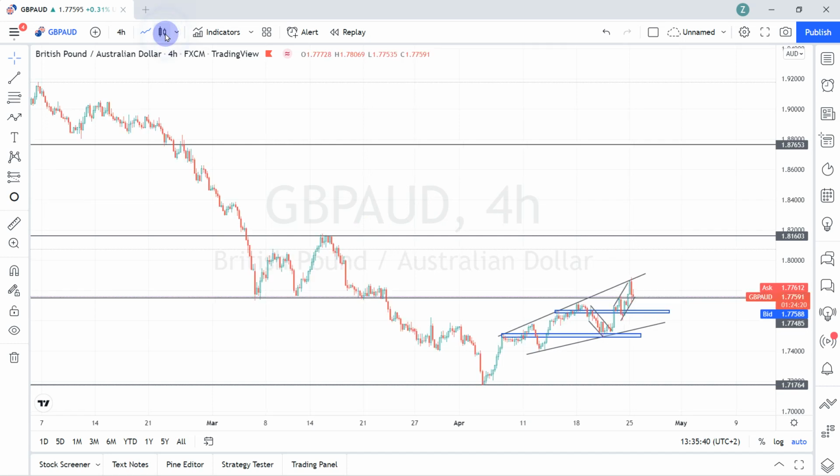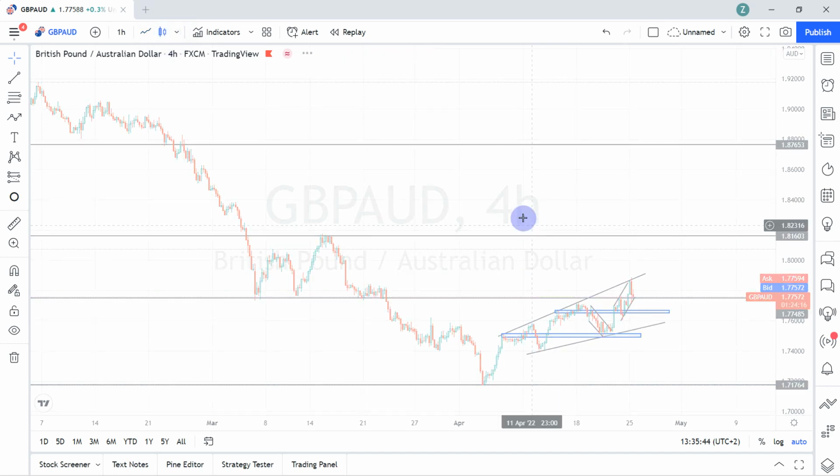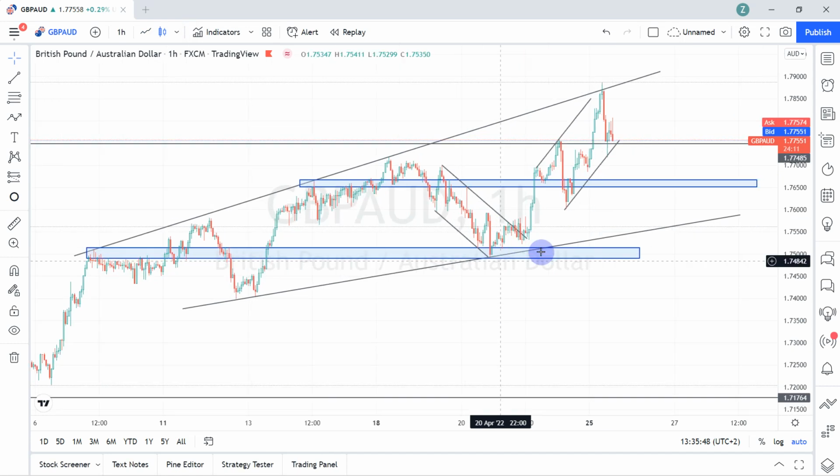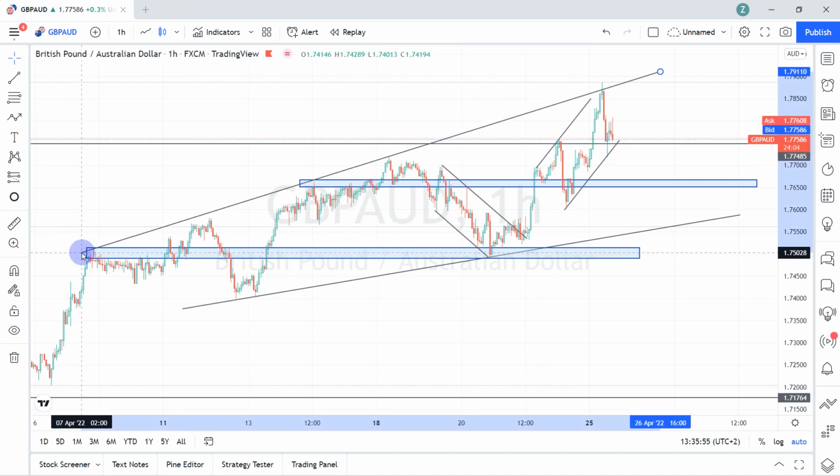When I switched back to candlesticks and dug deeper into the hourly time frame, I saw that the market is in an expanding type structure, an expanding type trend, right?